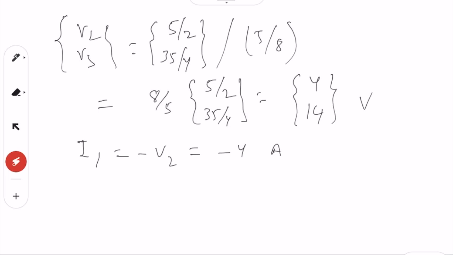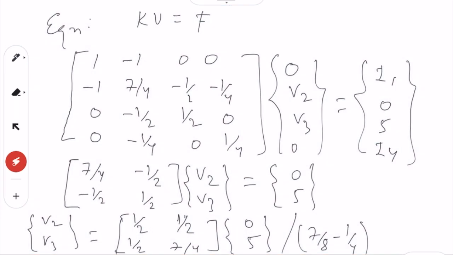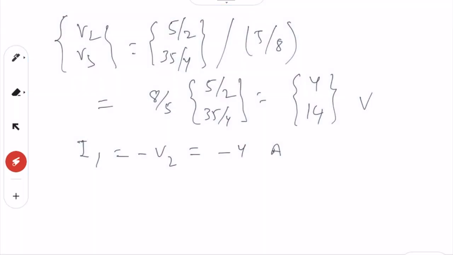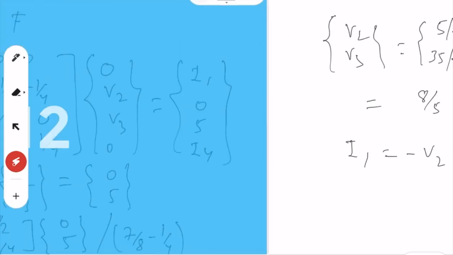Then we have I1, which is known here. I1 is found out by multiplying this and this, which comes to be minus 1. I1 equal to minus 1 multiplied by V2, minus V2. So I1 equal to minus V2, where minus V2 is 4. So we get minus 4 ampere.